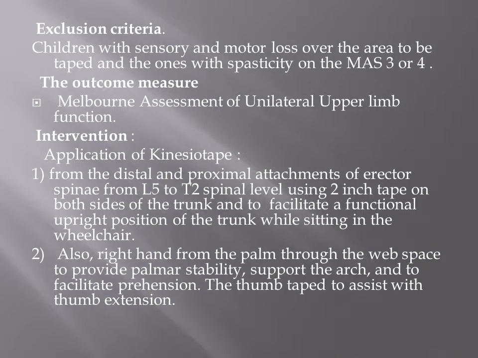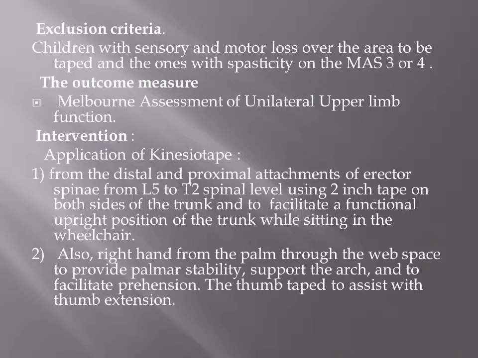The exclusion criteria for this study was the children with sensory and motor loss over the area to be taped. These children were excluded, as well as the ones with spasticity, which is a little higher on the modified Ashworth scale of about 3 or 4. The outcome measure that was used in this study was the Melbourne Assessment of Unilateral Upper Limb Function.